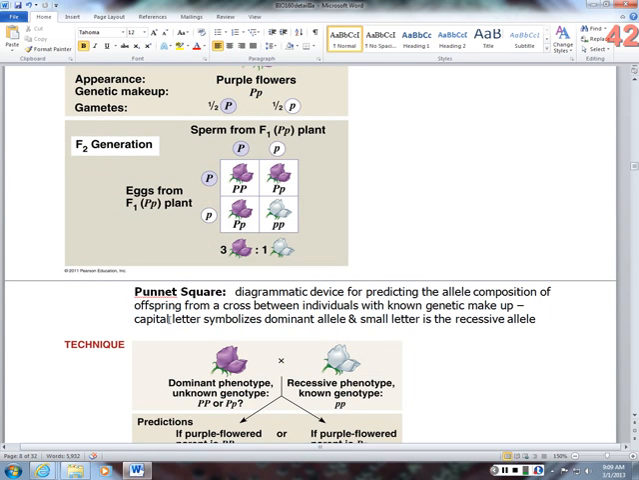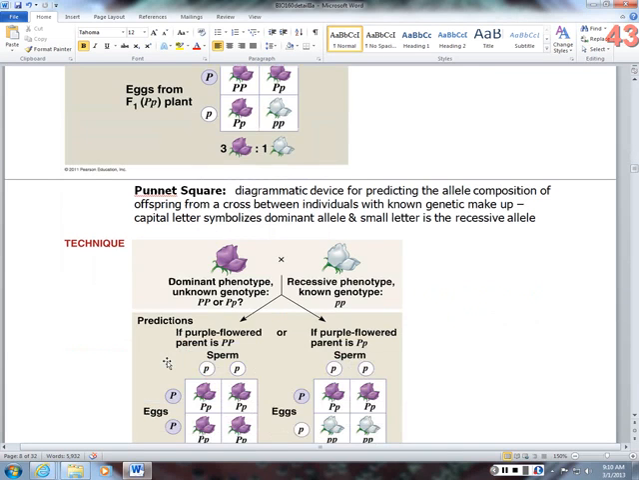So the Punnett square is the diagrammatic square for predicting the allele composition of the offspring from individuals with known genetic makeup. If you don't know their genetic makeup, you have to do a Punnett square for each possible genetic makeup. And once those patterns have been produced, you know what the numbers are, the odds, so then you don't make the square anymore. But the square was how the numbers were originally determined.